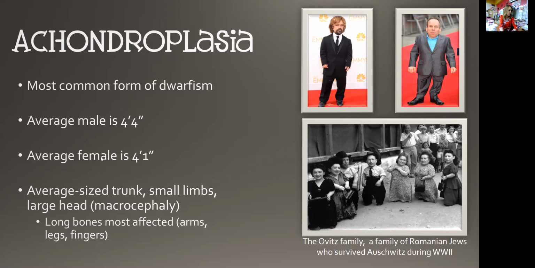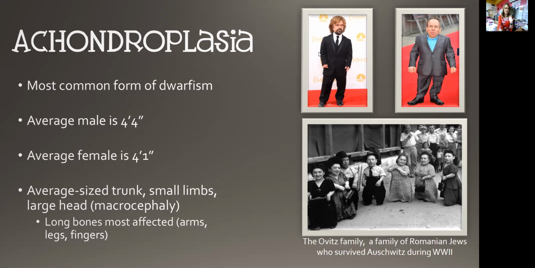And if we look at people who have achondroplasia, the average male is about 4 foot 4 inches tall. Average female is about 4'1". And where the discrepancy comes is if you look at somebody with achondroplasia and somebody who has normal height, their torso is going to be the same. But where we see the difference is in the long bones. So the long bones of your arm, the long bones of your leg, the long bones of your fingers and toes, all have stunted growth.